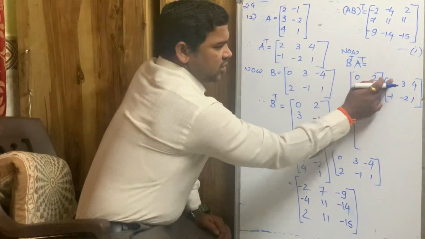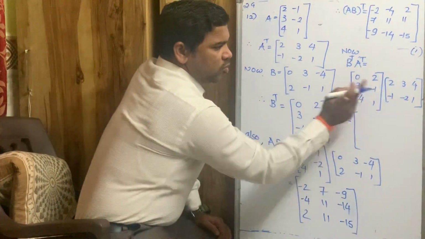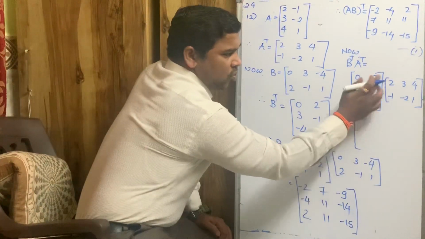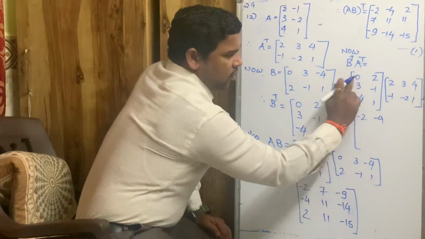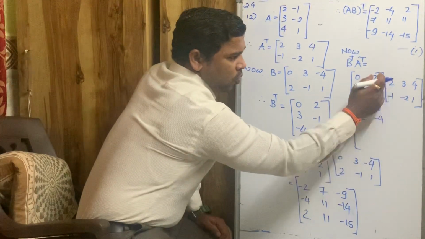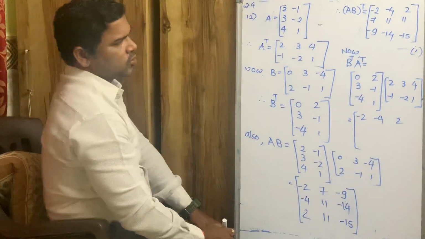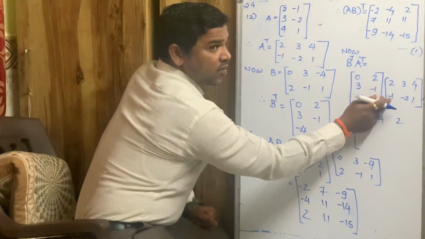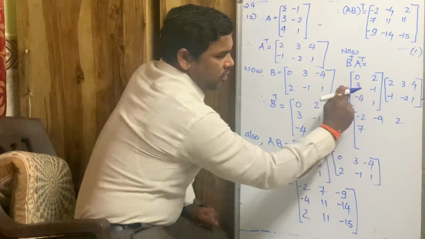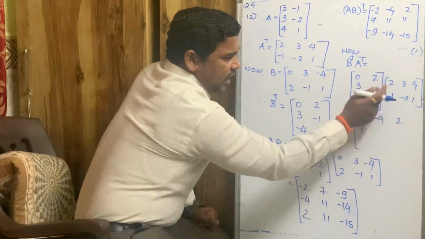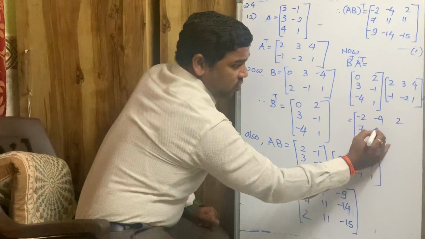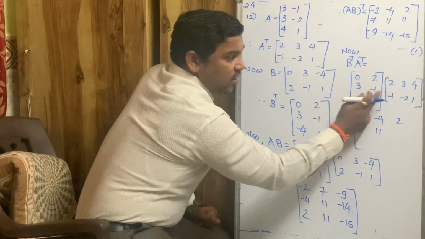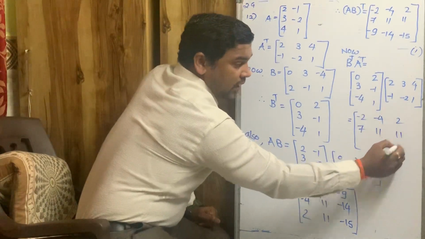First row first column, 0 into 2 is 0, and 2 into minus 1 is minus 2, so 0 minus 2 is minus 2. First row second column, 0 into 3 is 0, 2 into minus 2 is minus 4. First row third column, 0 into 4 is 0, 2 into 1 is 2, so it is 2. Second row first column, 3 2s are 6, minus 1 plus 1, 6 plus 1 is 7. Second row second column, 3 3s are 9, minus 1 into minus 2 is plus 2, 9 plus 2 is 11. Second row third column, 3 4s are 12, minus 1 into 1 is minus 1, 12 minus 1 is 11.